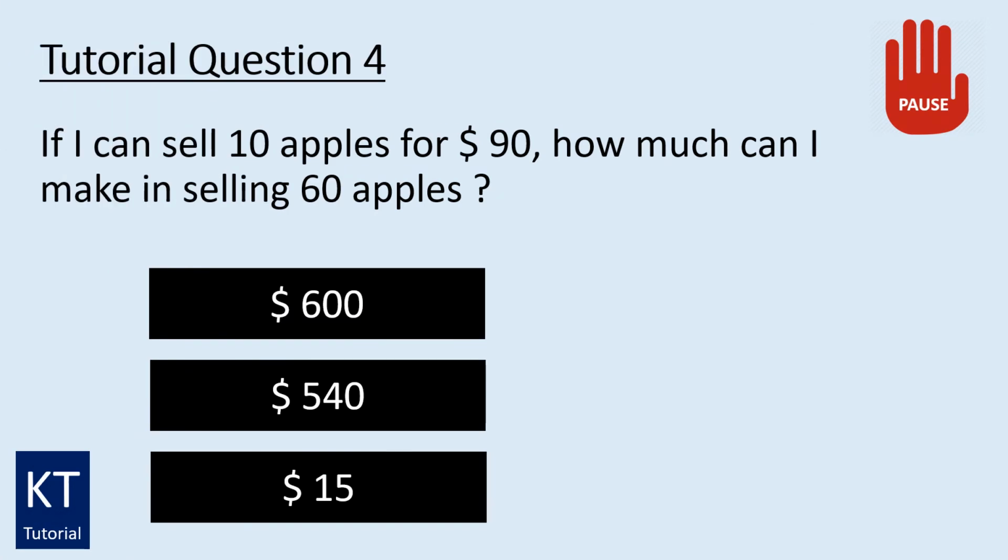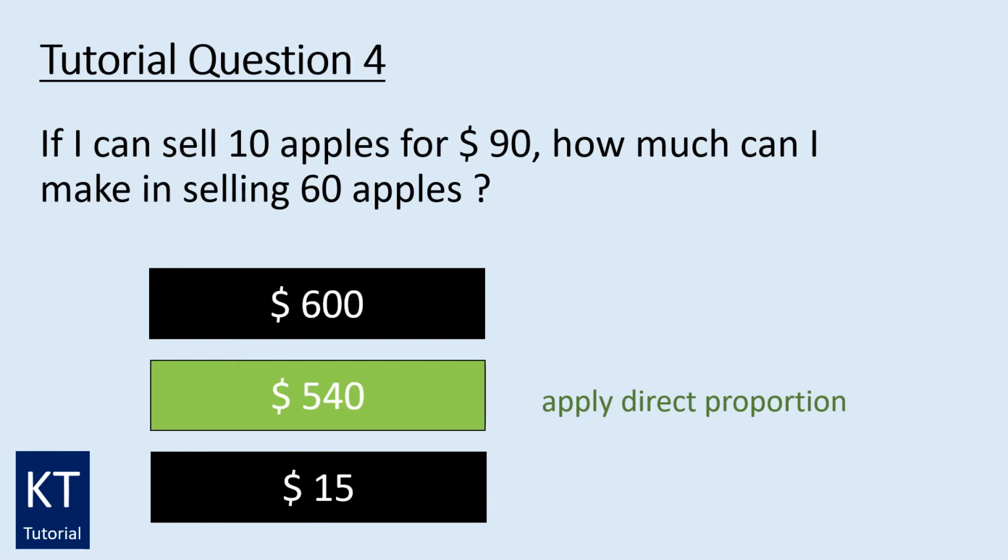Back to tutorial questions. So do press the pause button as required. Question 4 reads as, if I can sell 10 apples for $90, how much can I make in selling 60 apples? By applying direct proportion, you should arrive at $540.